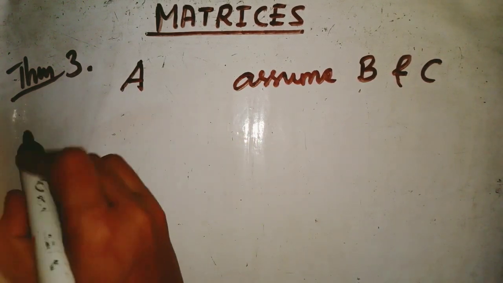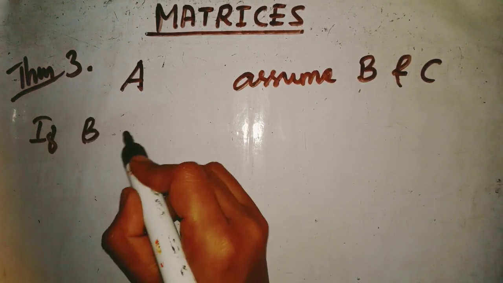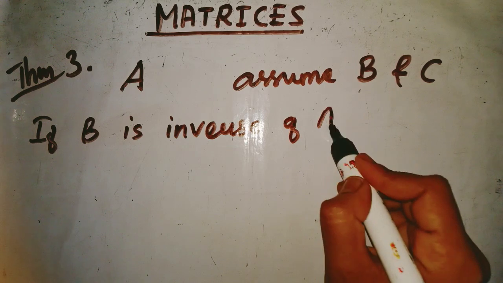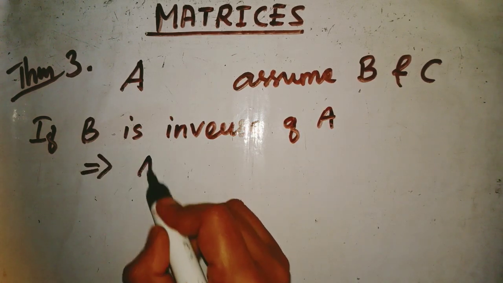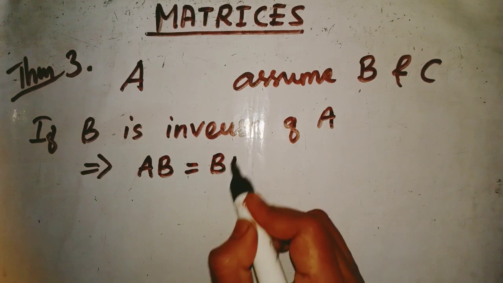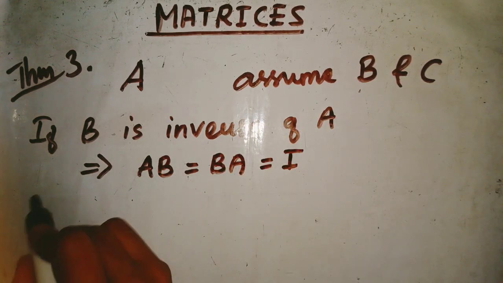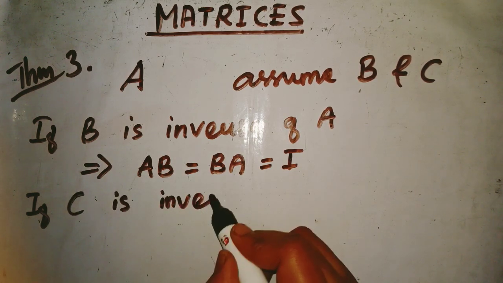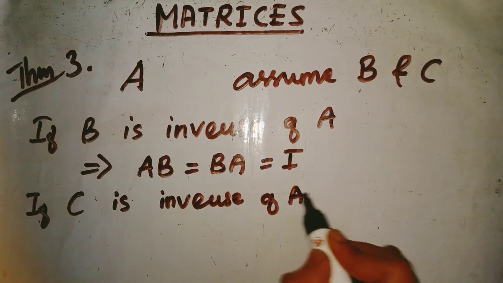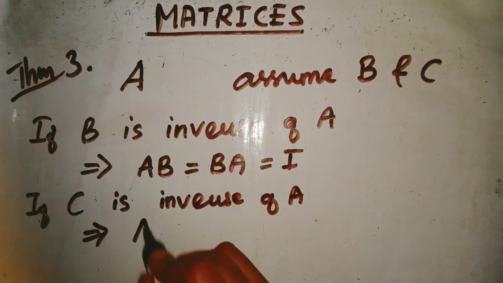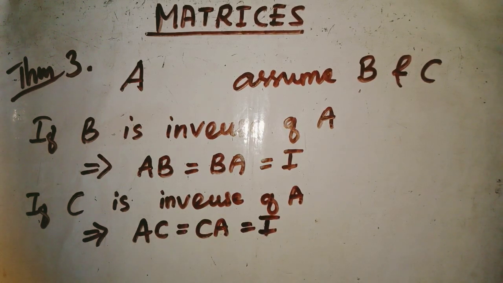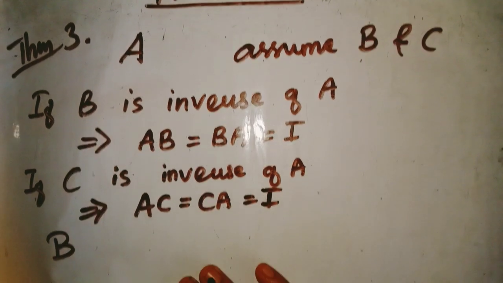If B is the inverse of A, then we can write AB equal to BA equal to I. Now if C is also an inverse of A, here also we can write AC equal to CA equal to I. Now take the B matrix.